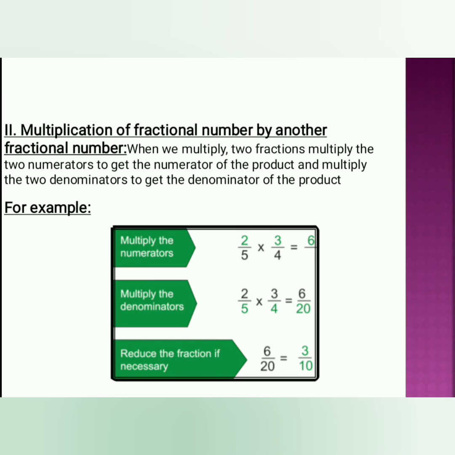2 upon 5 multiply 3 upon 5. Here first of all we are going to multiply the numerators. 2 3s are 6. Now we are going to multiply the denominators. 5 4s are 20. Now if necessary we are going to reduce the fraction. So 6 by 20 when reduced we'll get 3 by 10. In this way we are going to multiply a fractional number by another fractional number.